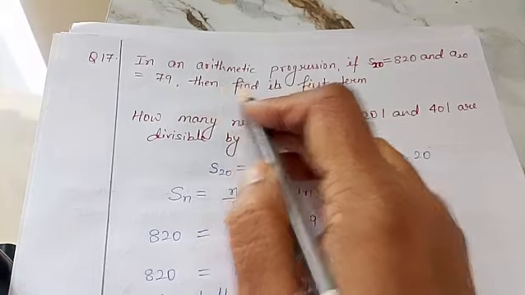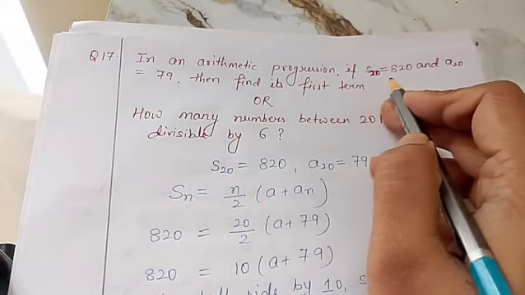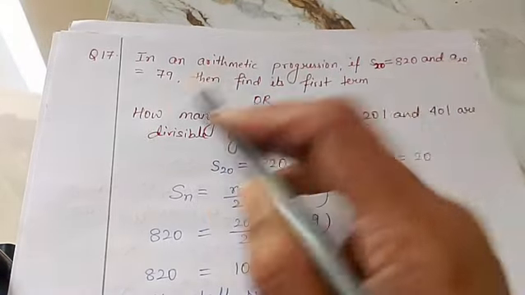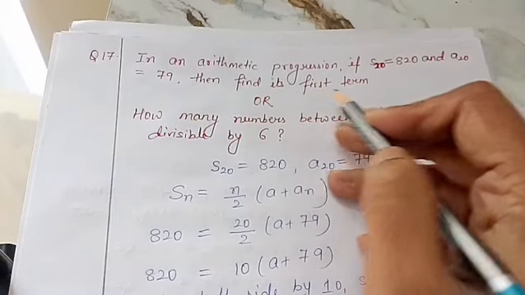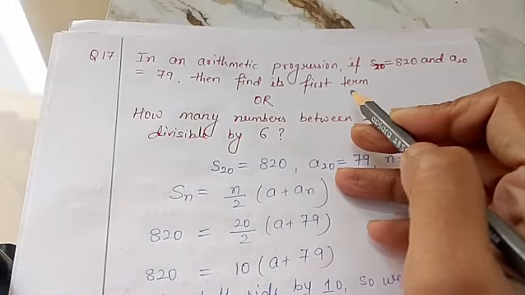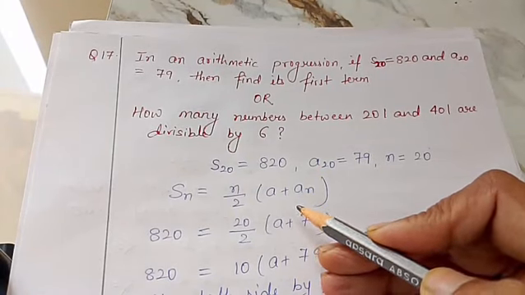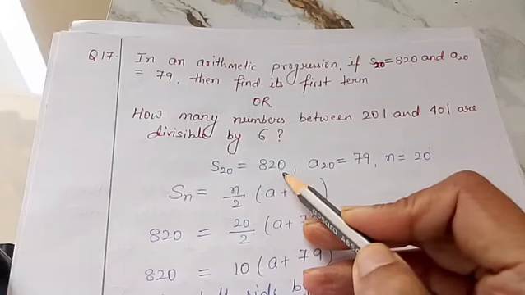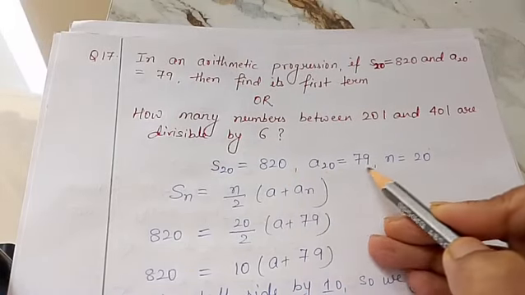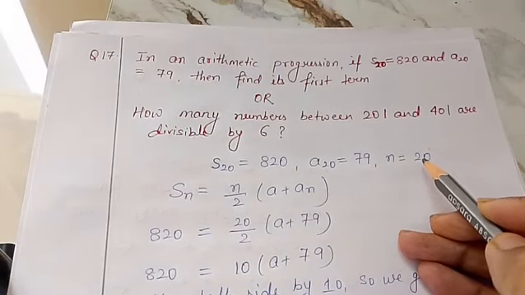Question number 17: in an arithmetic progression, if S20 is equal to 820 and A20 is equal to 79, then find its first term. First of all, let us write what is given in the question. S20 is equal to 820, A20 is equal to 79, n is equal to 20.